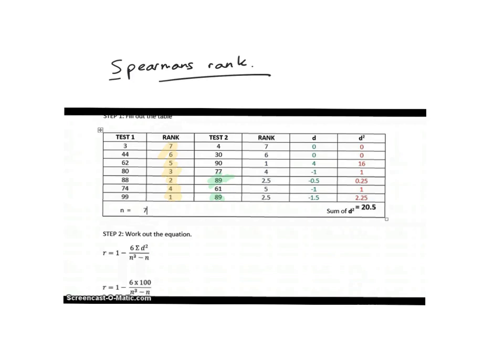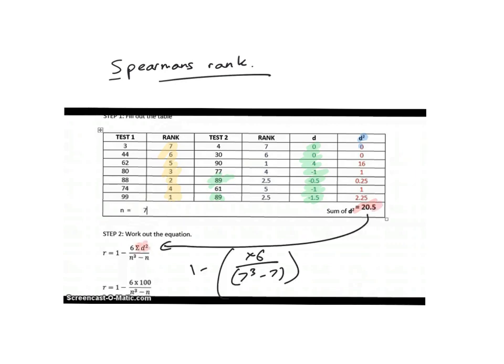And then you subtract the ranks to get the rank differences. Test 1, for example, for the first value is 7 and 7, so it's 0. The way you know you've done this correctly is if you add all of this column up, it should equal 0. If it doesn't equal 0, you've done something wrong. Okay? All you do is square that value to get your d squared, and then you add it all up to get your sum of d squared, which is this part here.